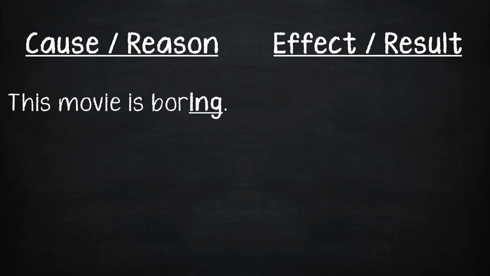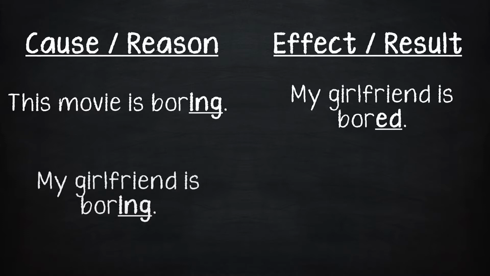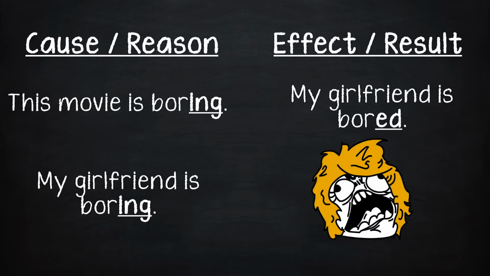This movie is boring, so my girlfriend is bored. But if I said my girlfriend is boring, that would be the cause, meaning I want a new girlfriend. And if I really did say that, my girlfriend would be very angry with me. Let's look at some more examples.